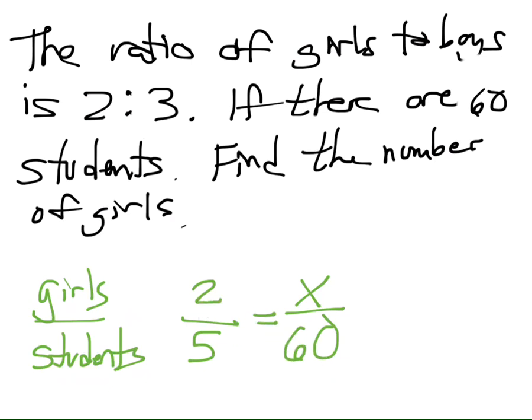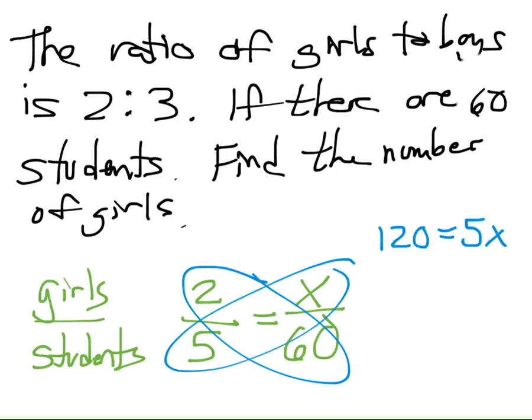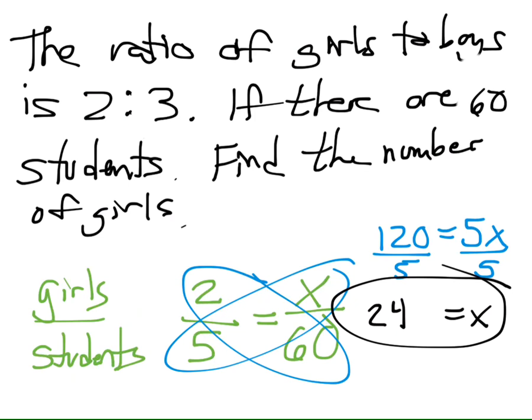Cross multiply here, 2 times 60, it's going to give me 120, and 5 times x, it's going to give me 5x. I divide both sides by 5 here. We're going to be left with x equals 24. So that means there are 24 girls in the class. How many boys would there be? Yeah, there'd be 36, right? If there's 60 total, 24 girls, subtract that from 60, there would be 36.